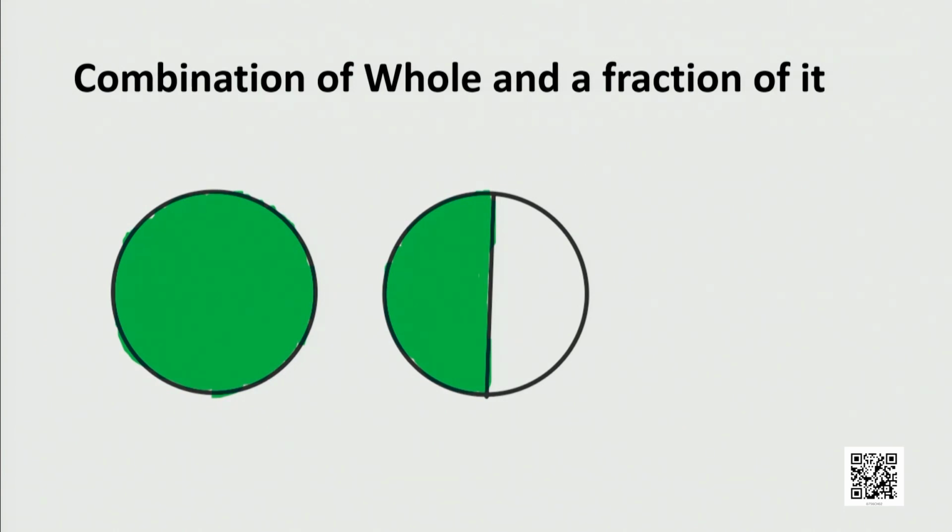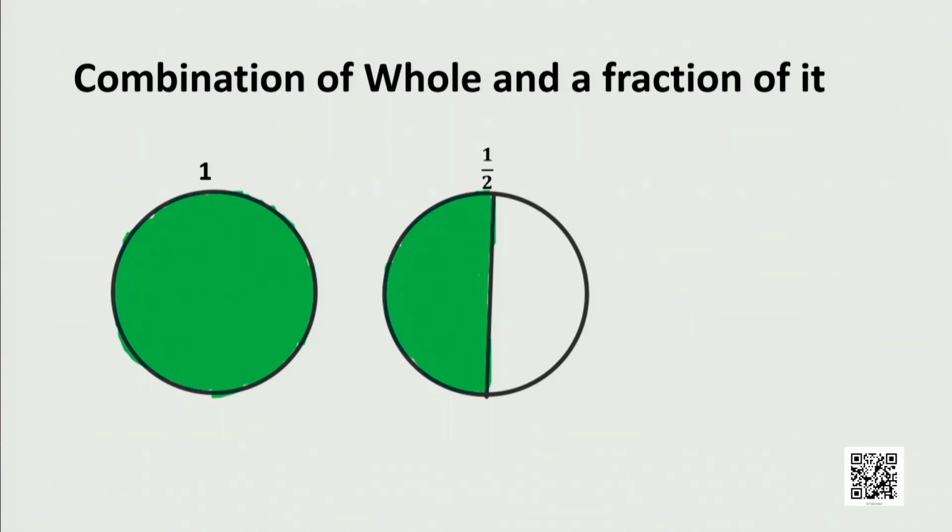Now we have a combination of whole and fraction, and we have to represent it mathematically. So how are you going to represent it? On the screen you can see that there is a whole circle which is colored in green, and there is half of another circle which is colored green. Now I want to represent the portion which is colored green mathematically. So how are you going to do it? Since I have a whole circle, it would be represented by the symbol 1, and since in the other circle only half of the portion is colored, I will use the symbol 1 over 2.